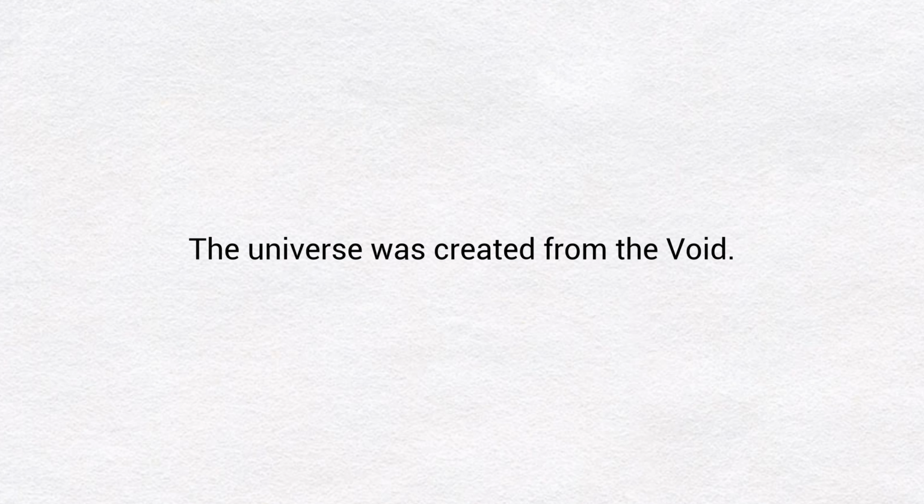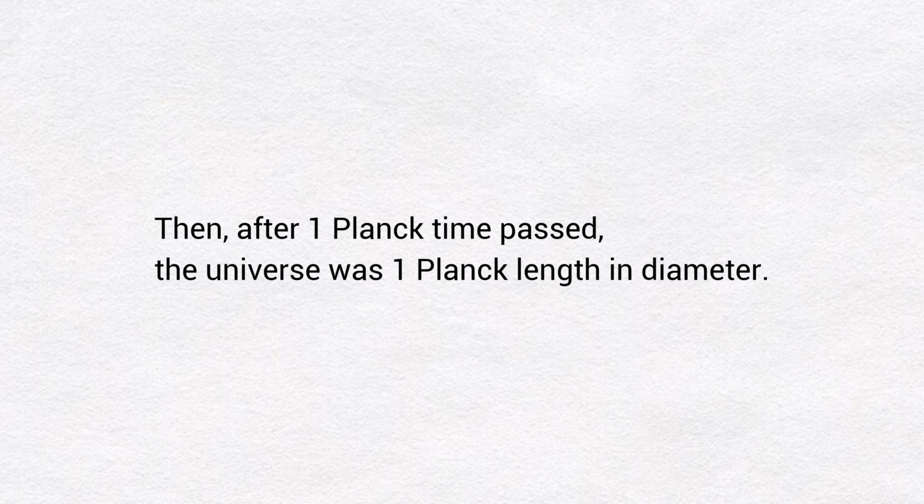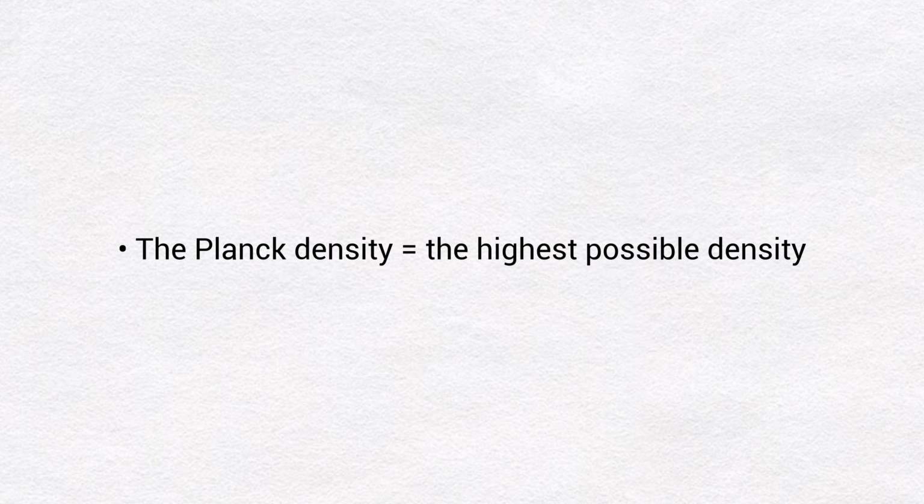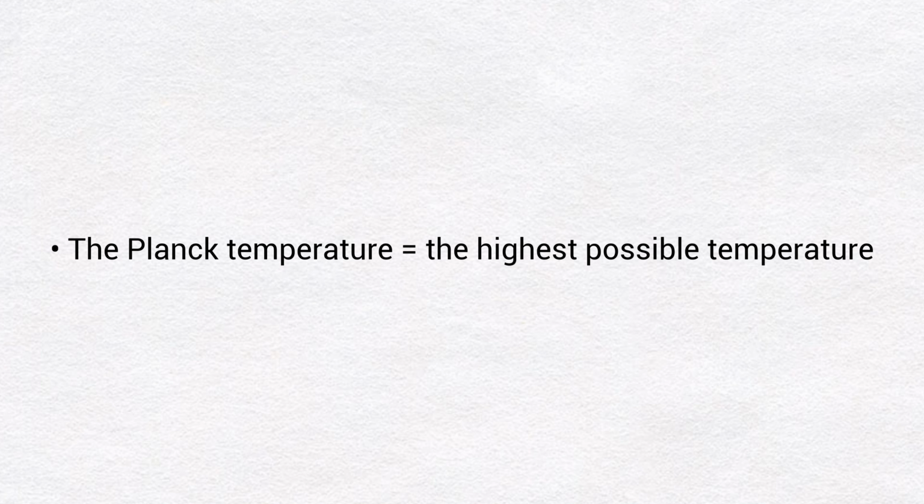The universe was created from the void. Then, after 1 Planck time passed, the universe was 1 Planck length in diameter. At that moment, it had the Planck density and the Planck temperature. The Planck density is the highest possible density. The Planck temperature is the highest possible temperature.